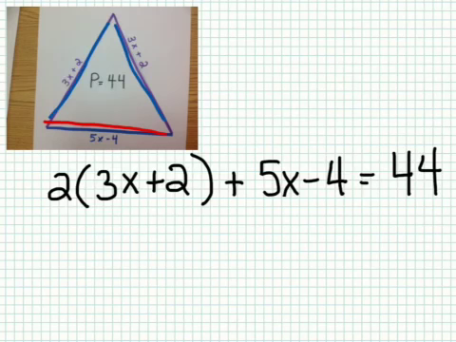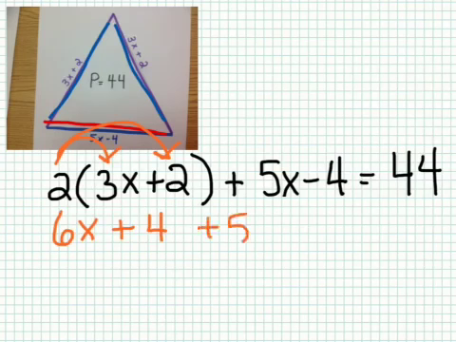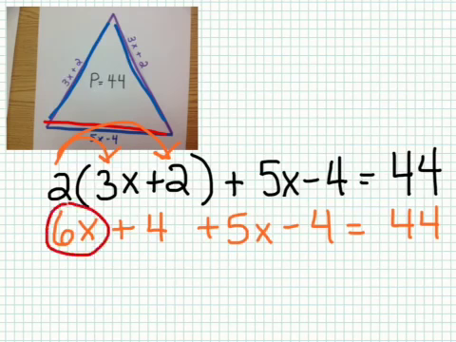So now we get into the solving again, and those parentheses are going to take care of them first. 2 times 3x is going to give us 6x, and 2 times a positive 2 is going to give us a positive 4. And now I'm going to bring everything else down. I still have a plus 5x and a minus 4 is equal to 44. Now I've got a lot of numbers here, but I also see I have some like terms, okay? So I have a plus 6x and a plus 5x, and when I combine them, that's going to give me an 11x.